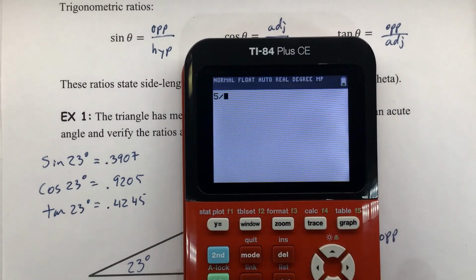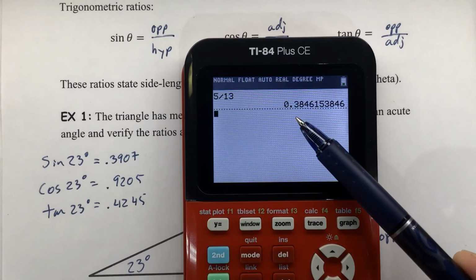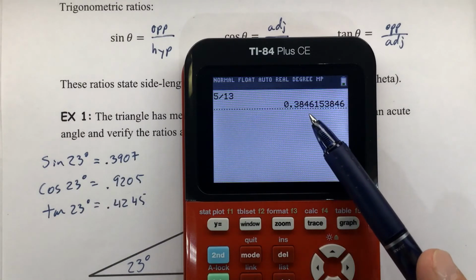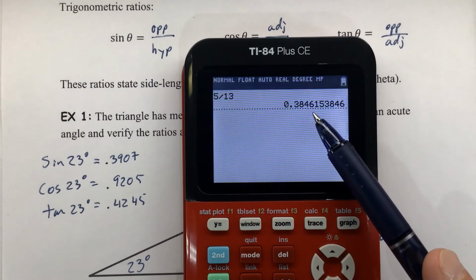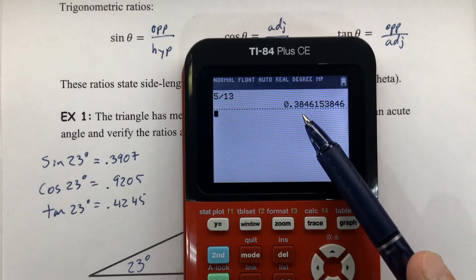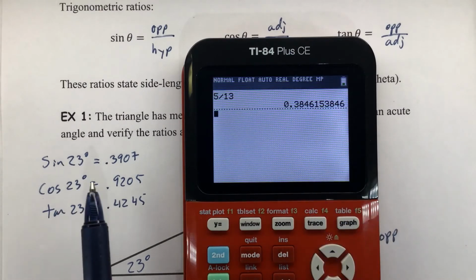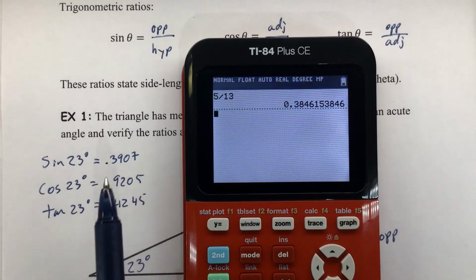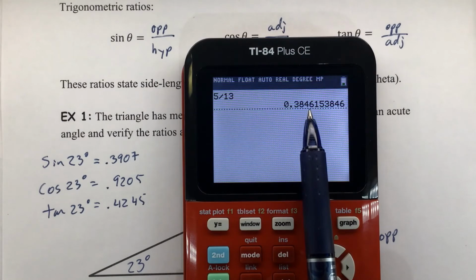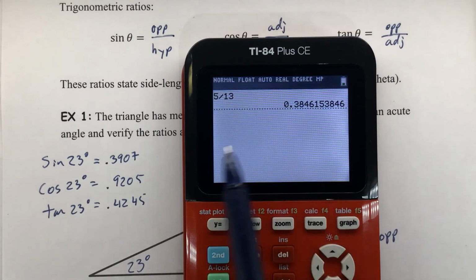Okay, so I'm going to take 5 divided by 13, and I get this, which does look a little bit different, right? Ours is 0.3907. This is 0.3846. Okay, so it does look like we're off by a good amount here, but it really isn't. They both have the 3. It looks like you might be off by 1 when you get to the second place, but that would have been like 1/100th that you're off by. Of course, if you look at the next decimal, use that one to do a comparison.